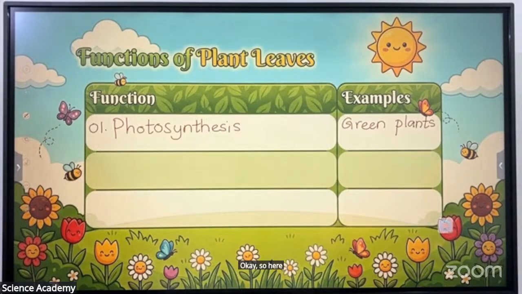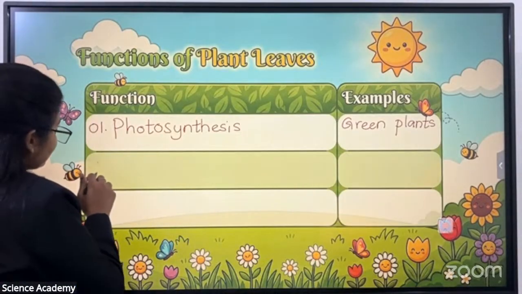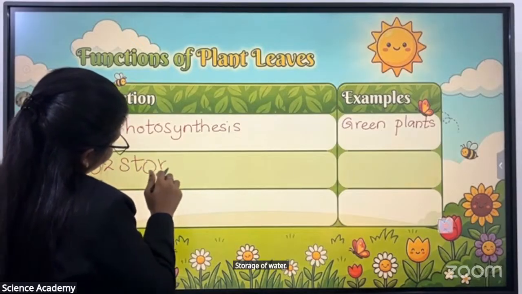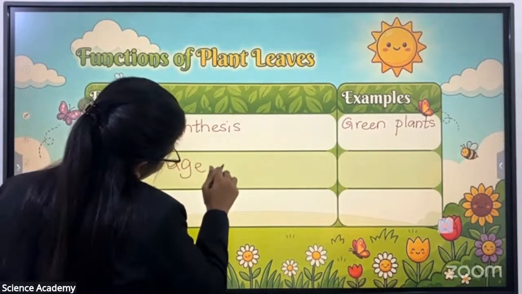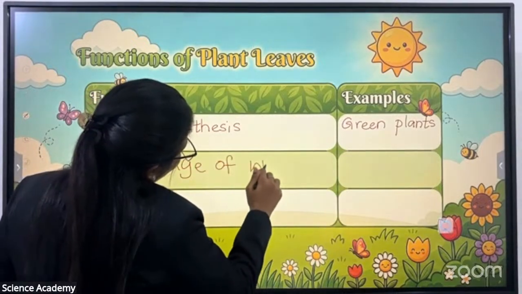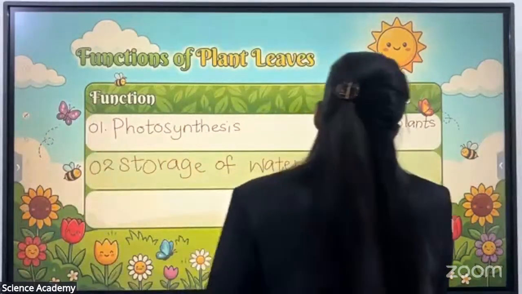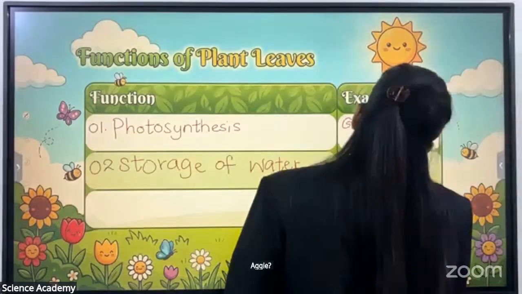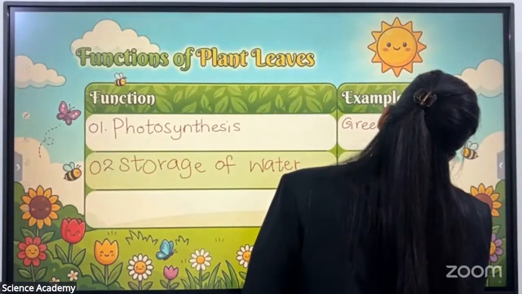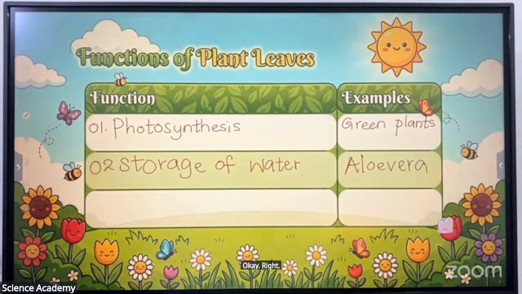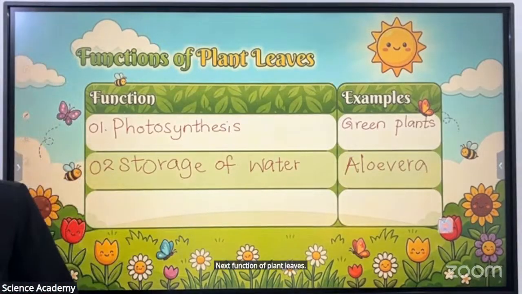Okay. So here I'm writing that. The next function is storage of water. That is aloe vera. Okay. Right. So the next one, the next function of plant leaves.